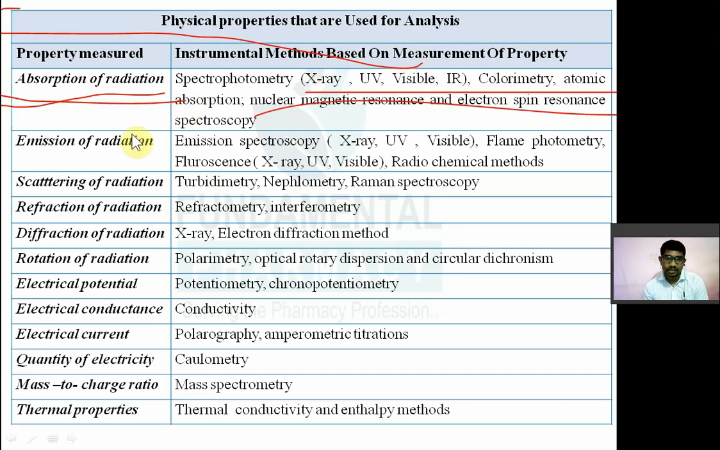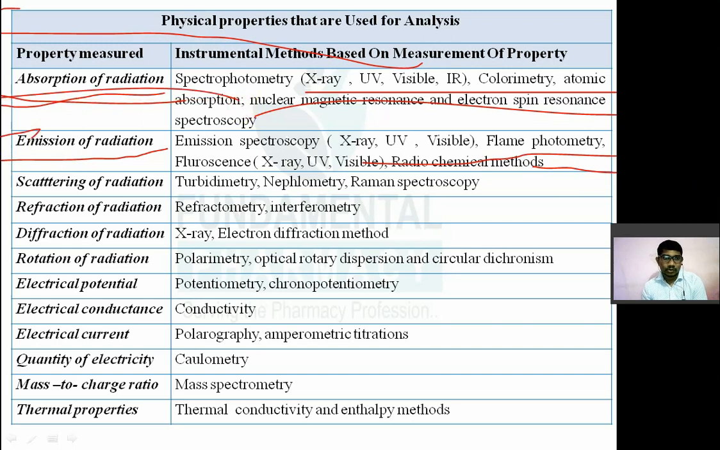Absorption measure करेंगे. Now there are certain techniques which measure the emission of radiation. So जो emitted radiation है, emitted मतलब जो वहाँ से emit किया है, उसको emission spectroscopy, for example, X-ray emission. UV emission means fluorescence. Visible emission means also fluorescence. So flame, X-ray emission, UV emission or visible emission. Then flame photometry, fluorescence, X-ray, UV, visible उसमें आता है. And then radiochemical methods. So these methods measure the emission of light. तो कौन से मेथड है? एब्सॉर्प्शन मेजर करेंगे ये वाले, इमिशन मेजर करेंगे ये वाले.